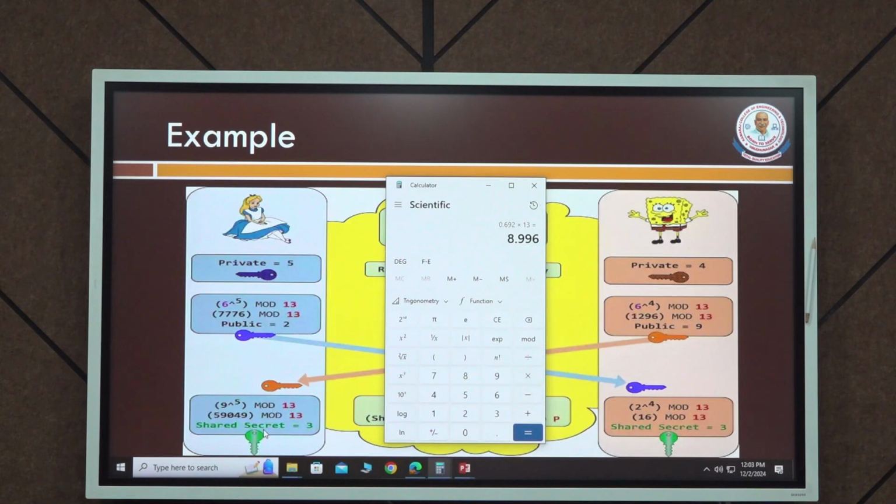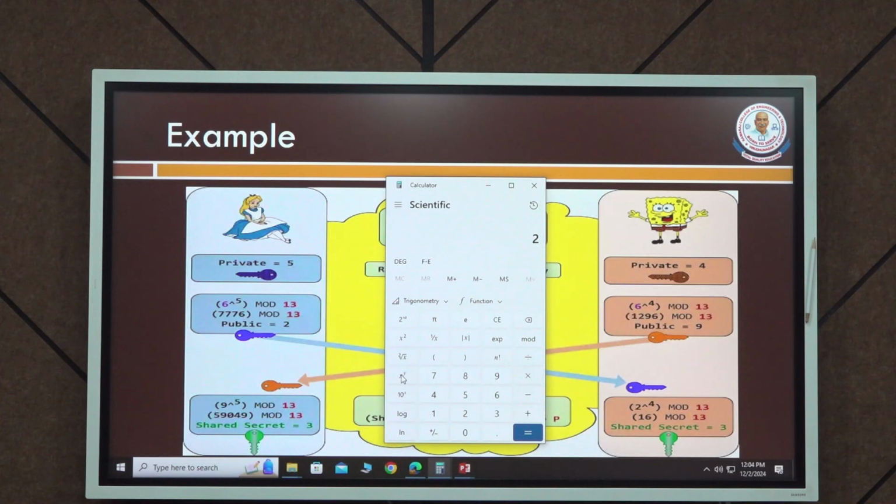To calculate the shared secret value, the formula is the received value to the power of XA, the unique value, mod 13, and the received value 2 to the power of XB mod 13. So 9 to the power of 5 divided by 13, omit the whole numbers and take the decimal points, 0.2307 into 13, the value is 2.99, which can be considered as 3.